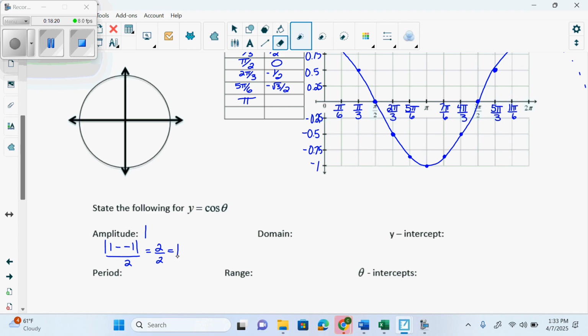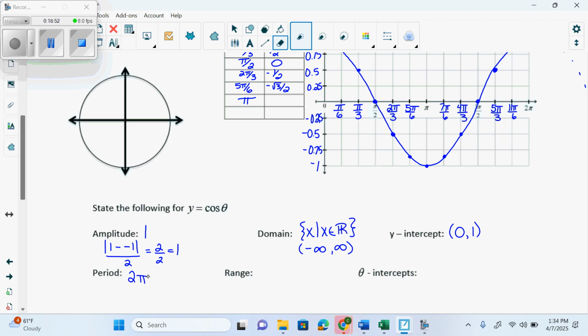What's the domain? X, such that x is an element of the reals for set notation. Interval would be negative infinity to positive infinity. Y-intercept, this one's not 0, 0, it's 0, 1. What's the period of this graph? How long does it take to repeat itself? 2 pi, a unit circle.